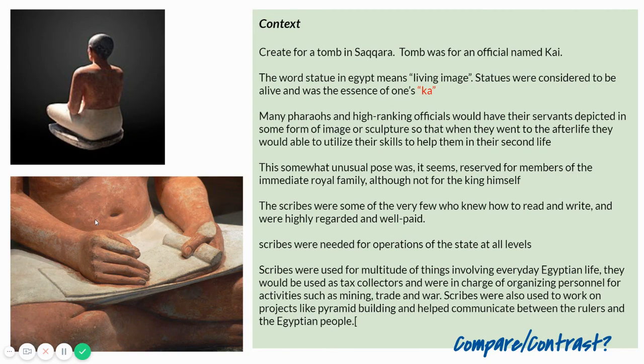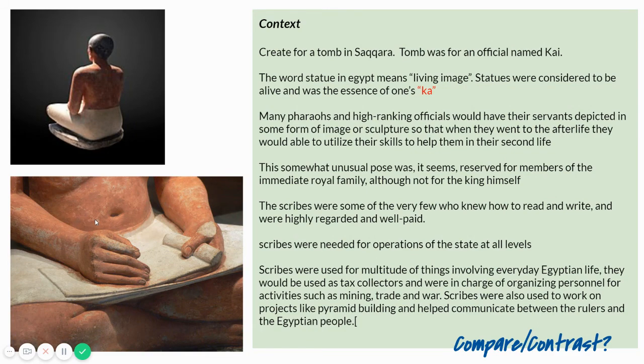We know that this scribe was in a somewhat unusual pose. It seems that this pose is reserved for members of the immediate royal family, but like we said, not the king himself. But what we do know about scribes is that there were very, very few people within the civilizations that knew how to read and write. And so, because of that, they were highly regarded and very well paid.